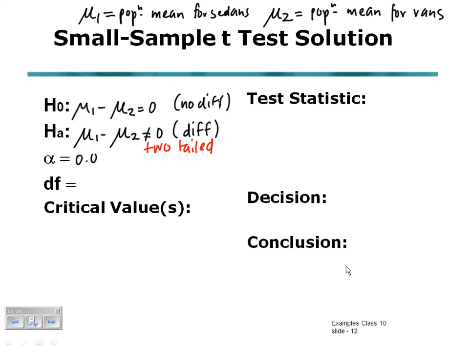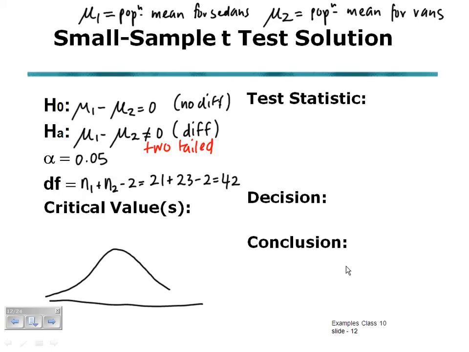So 0.05 for alpha, and degrees of freedom for this test statistic is n1 plus n2 take away 2. That was 21 plus 23 take away 2, 42 degrees of freedom. Now, in order to find the critical t-value for 42 degrees of freedom, we will be using Excel, because 42 is likely to be too big to be on the t-table.